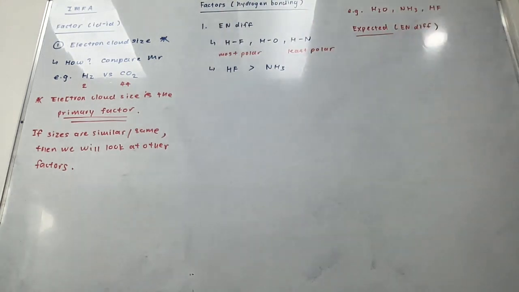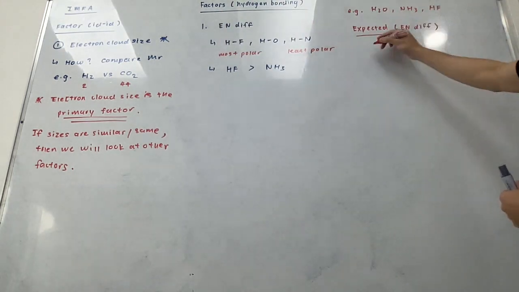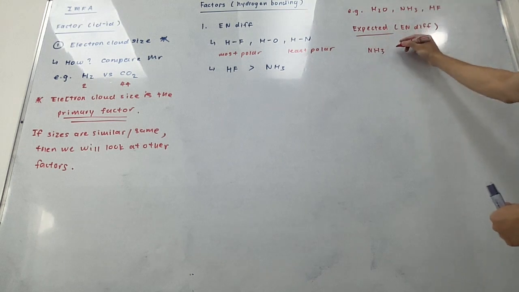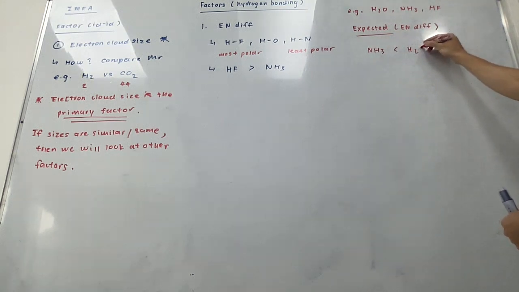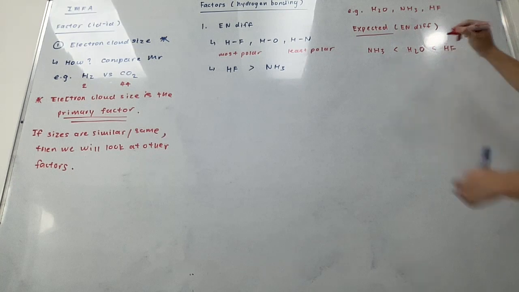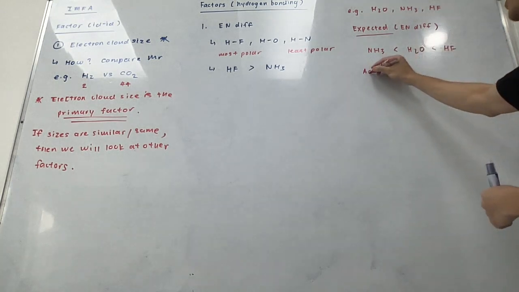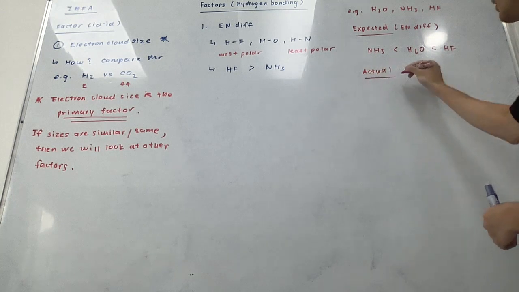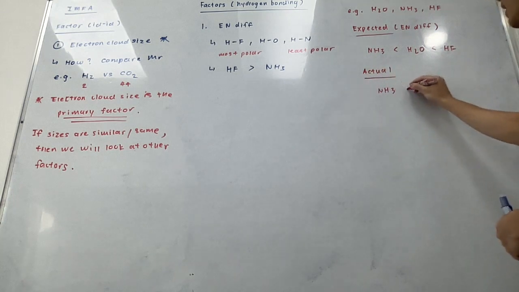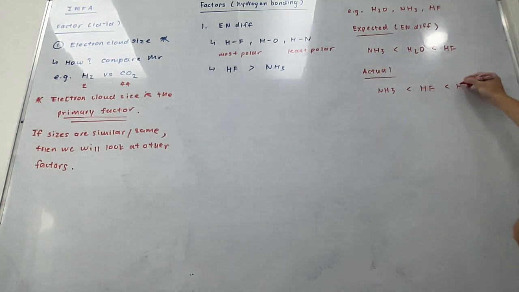So who has the lowest melting point out of the 3? NH3, simple, followed by H2O, and then finally HF. So this is what we expect. And the thing is, it's not correct. In real life, this is not the correct ranking, because in actual fact it's NH3, HF, then the highest is actually water.